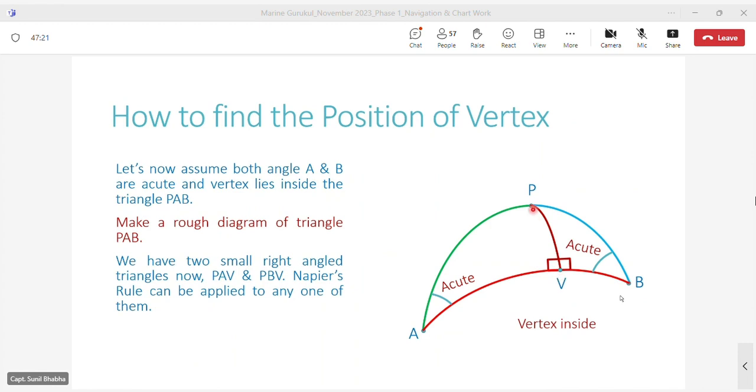Now, in this diagram, we have two small right angle triangles. One of them is Papa Alpha Victor, PAV. It's a right angle triangle having a right angle at the vertex. And the second triangle is Papa Bravo Victor, having a right angle at Victor. Since both of them are special spherical triangles, we can apply Napier's rule to any one of these triangles.